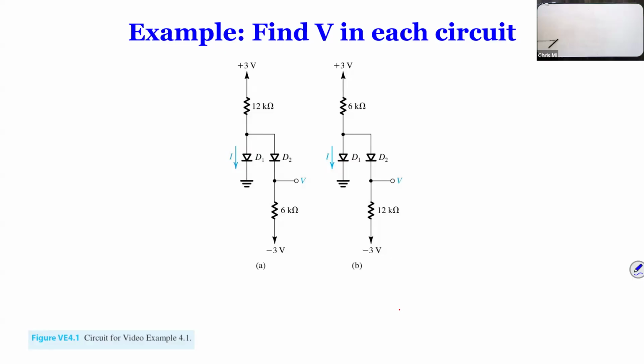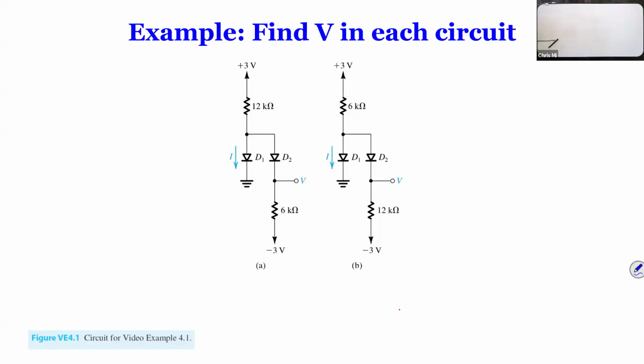Because there are 2 diodes, there are 4 different combinations: D1 on D2 off, D1 off D2 on, both on, both off. So if you're lucky, your first assumption will solve the problem. If you're not lucky, you might get down to 4 assumptions, and the final one is correct.